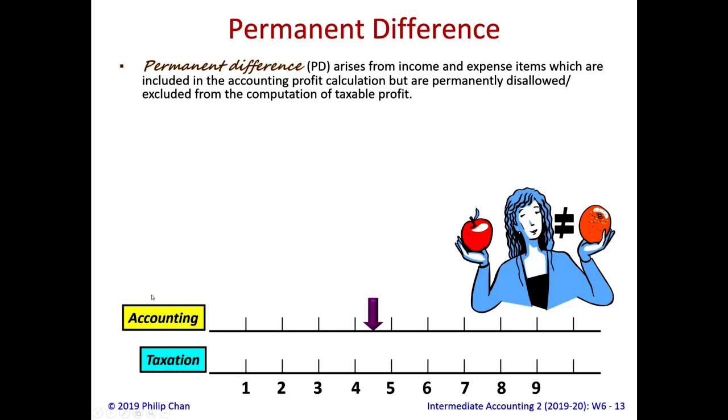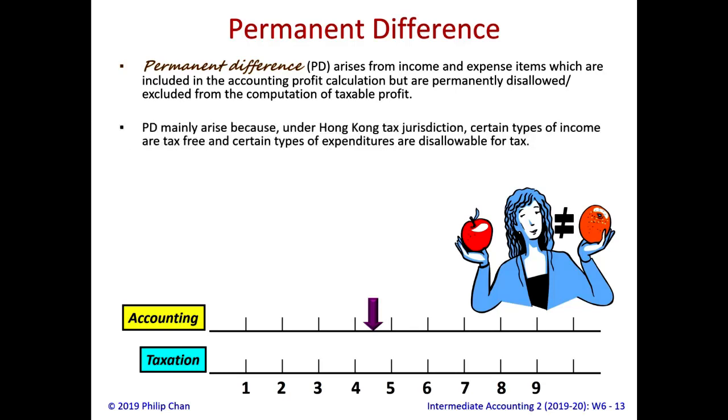So for instance, if you look at the diagram at the bottom, we may have some revenues or expenses that we recognize in the accounting profit in year 5, but from tax law, they will never have any impact on taxable profit, permanently disallowed or excluded from the computation of the taxable profit. So we call that PD. PD mainly arises because under the Hong Kong tax law, certain types of income are in fact tax-free, or certain types of expenditure are in fact disallowed for tax.